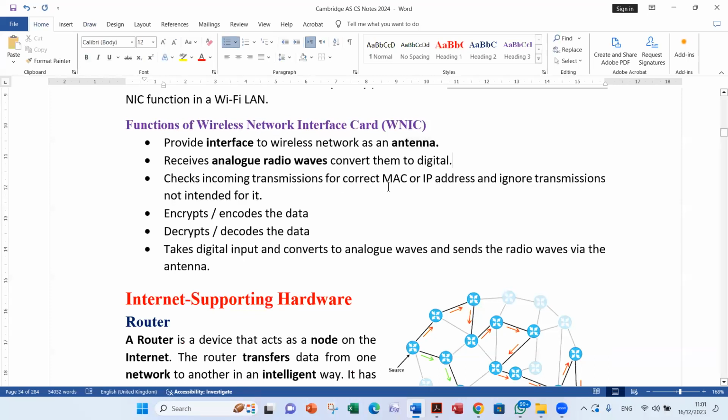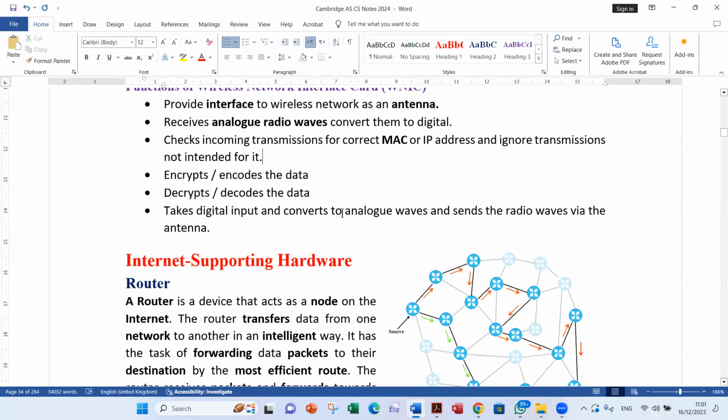Check incoming transmission for the correct MAC address. Because if data has your address, you receive it. If the data has the address of some other device, you don't receive it, and ignore transmission not intended for it. Encrypts data, decrypts data, takes digital input and converts to analog waves, and sends the radio waves via the antenna.